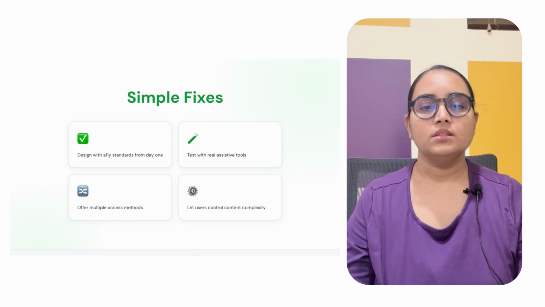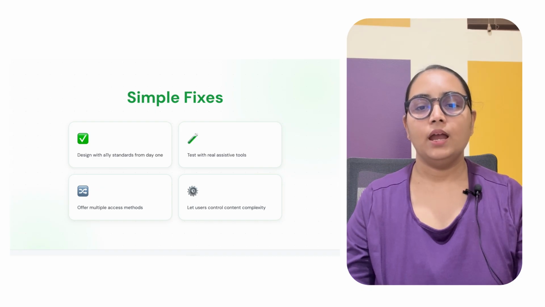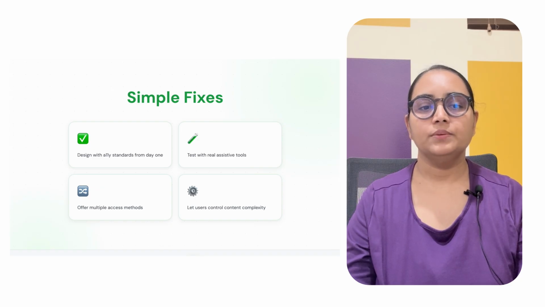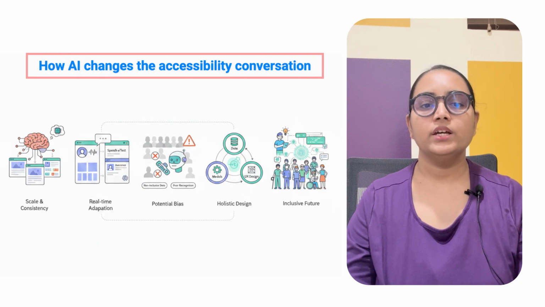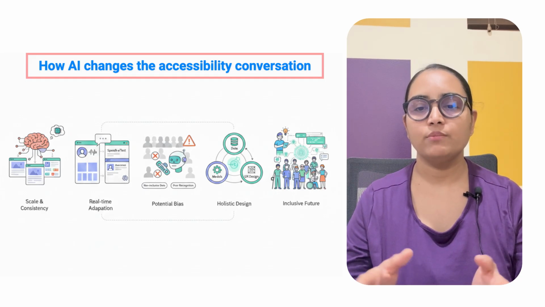Test with real assistive tools like screen readers and keyboards. Offer multiple ways to access information such as text, audio, and tables. Let users control content length and complexity. How AI changes the accessibility conversation. AI changes accessibility by adding scale, consistency, and real-time adaptation.